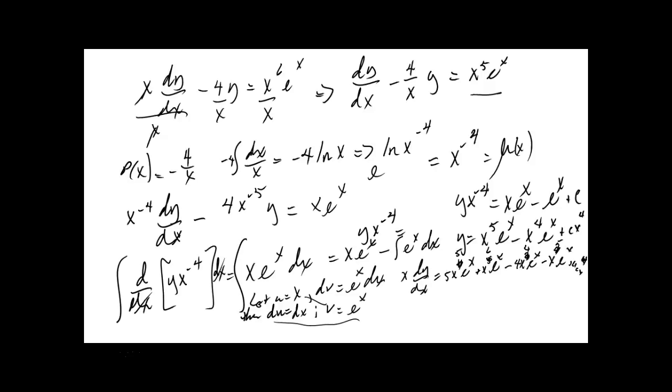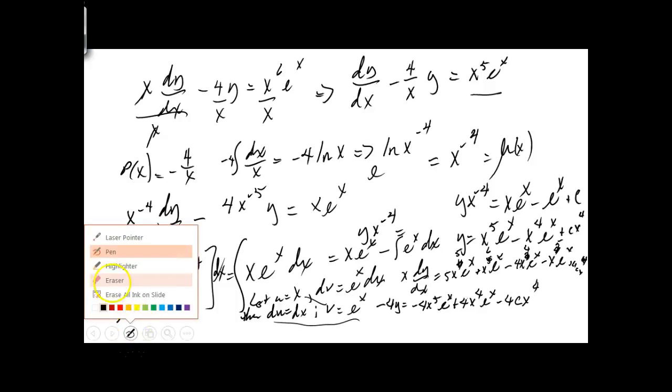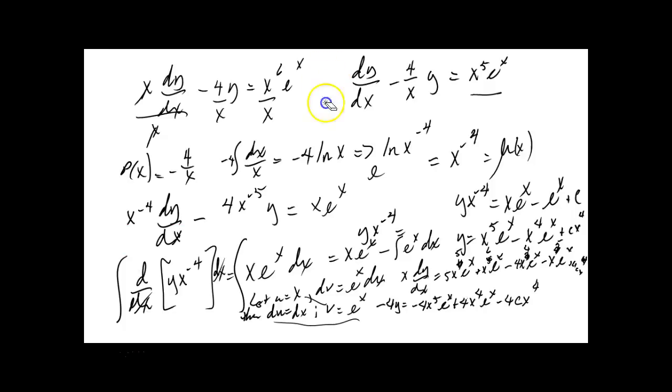Okay, so let's just do the next part. Minus 4y would then be minus 4x to the fifth e to the x, oh wait, plus 4x to the fourth e to the x, minus 4c x to the fourth. Okay? Now, I'm going to take those two things. Got to erase a little room for me up here.